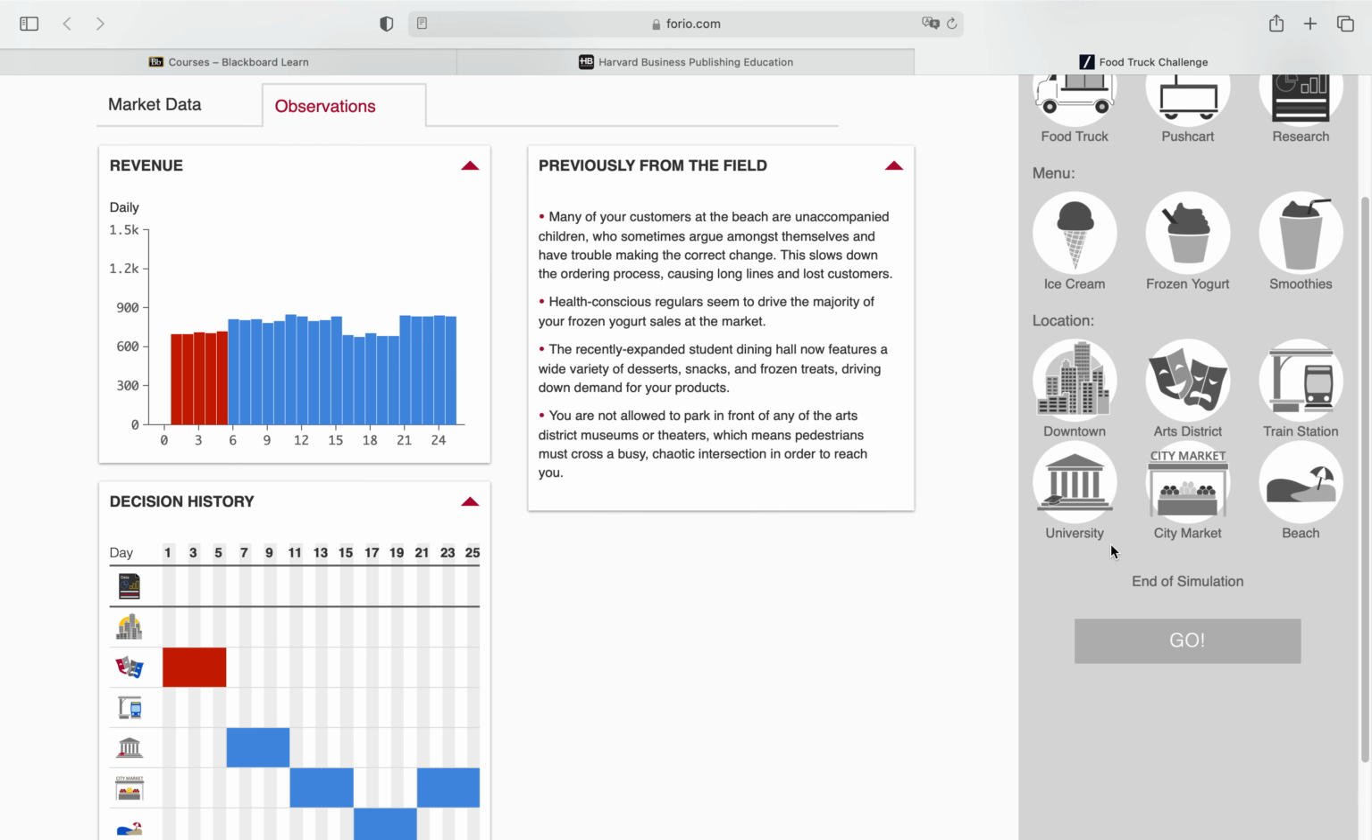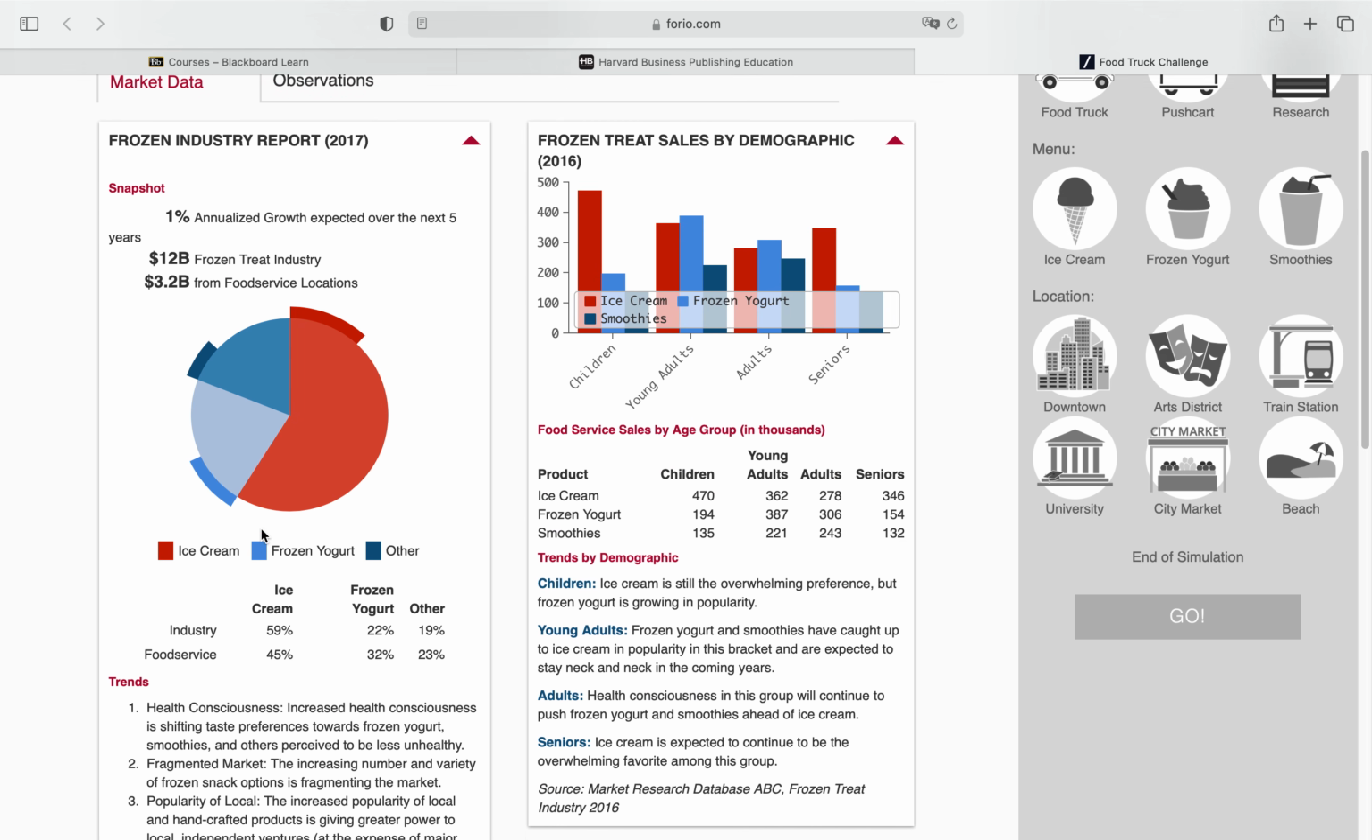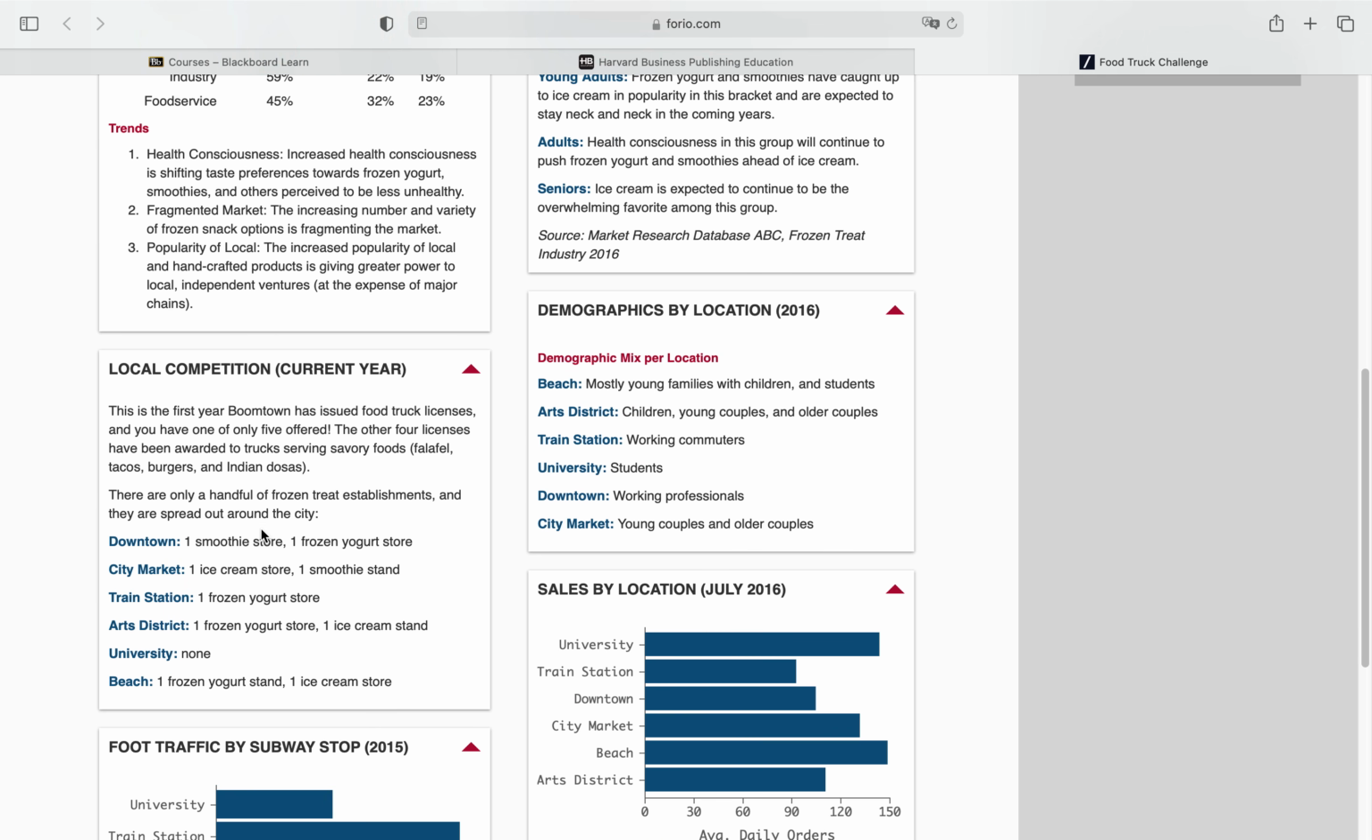And you might ask, why didn't you try a train station or downtown? Let's go back to this information. I'll explain why I didn't do that. As you can see, downtown has one smoothie store, one frozen yogurt store. Both are stores that are going to have an overall greater volume than the food truck. So I don't want to compete in that section because, as you can see, it's not ice cream. It's already a healthy trend, with already better overall volume than the food truck.